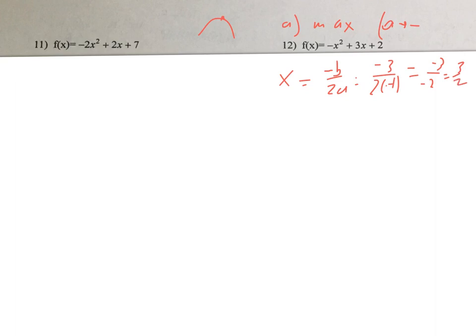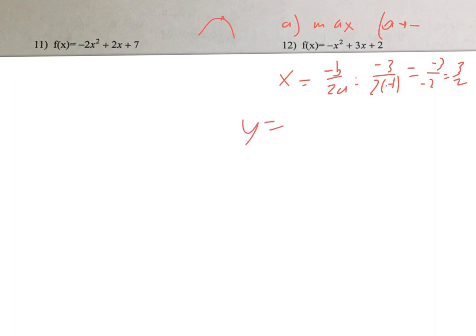All right, next up here, number 12. So this one again, a max or a min. This one's going to be a max because we can see A is negative. So if A is negative, we know it's going to be an upside down parabola, so the vertex is the highest point. And then for part B, we're going to do negative b over 2a, which in this case, b is 3. So I'm going to put negative 3 over 2 times negative 1. And so then we get negative 3 over negative 2, which is actually just 3 over 2.